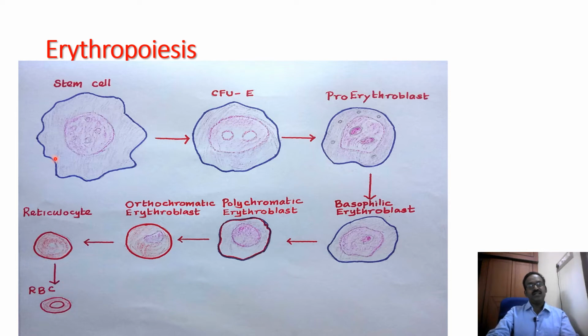So see the size of the cells. Gradually the cell size decreases. The nucleus condenses and the nucleoli disappear. So these things happen during erythropoiesis. Each stage we will see separately in the further slides.